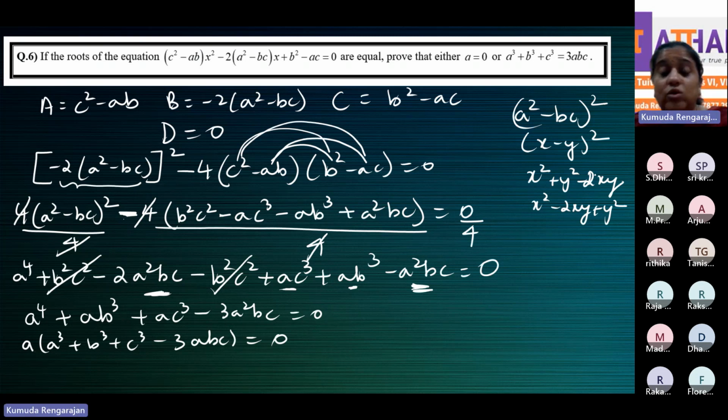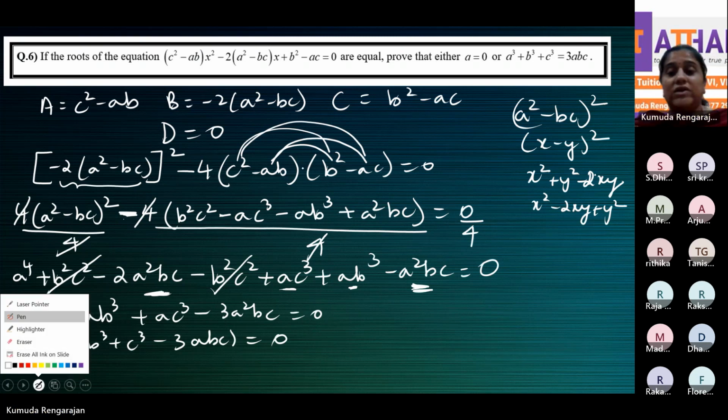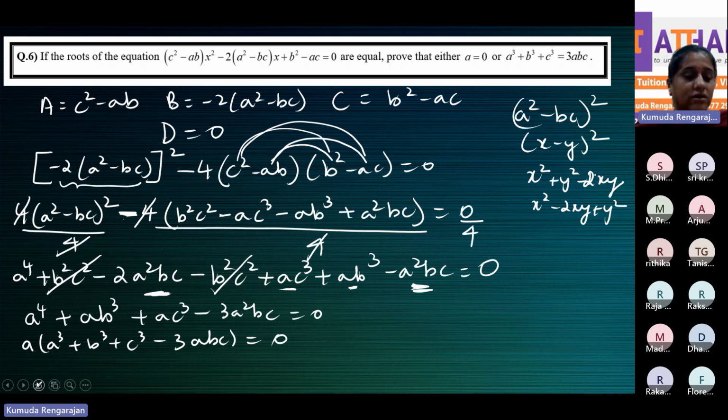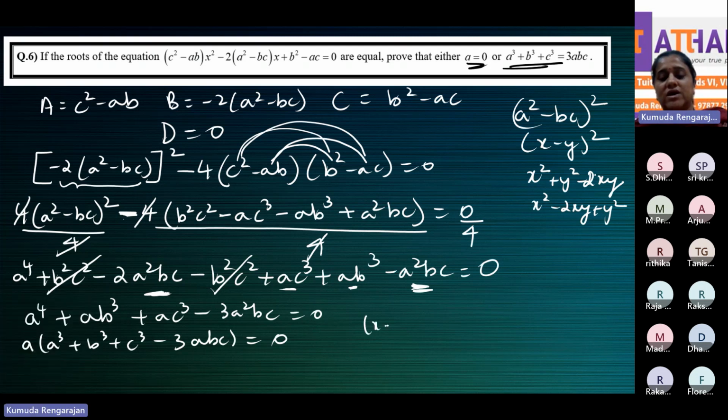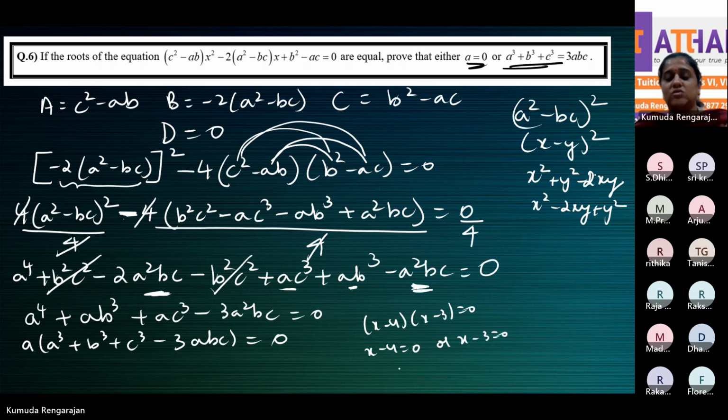We have to prove that a is equal to 0 or a cube plus b cube plus c cube is equal to 3abc. So what you have to do is, the product is 0. When the product is 0, like when you have x minus 4 into x minus 3 is equal to 0, what do you say? Either x minus 4 is 0 or x minus 3 is 0. So x is equal to 4 or x is equal to 3.